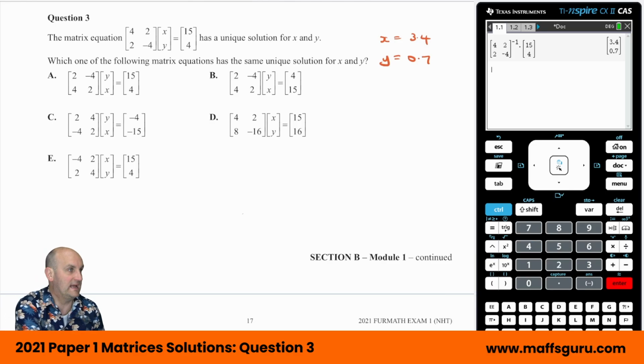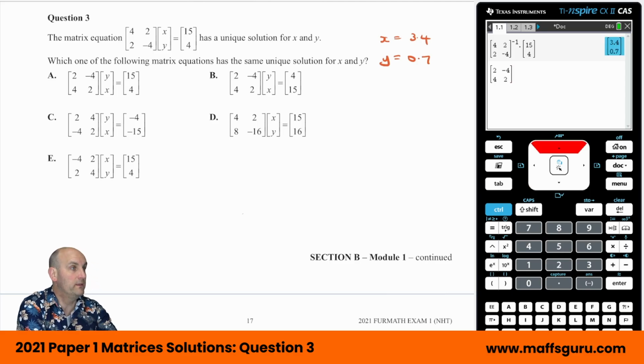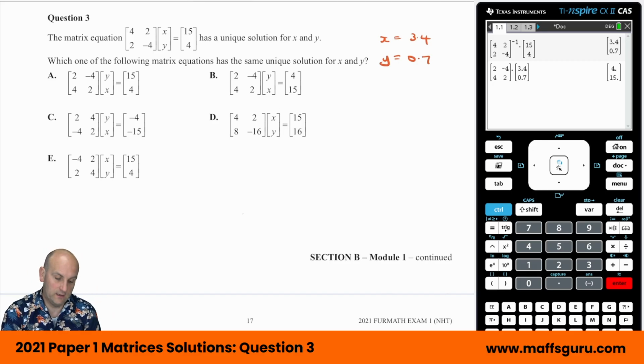But let's test A. All I'm going to do is put in a matrix, and I'm going to put in 2, minus 4, 4 and 2. And then I'm going to put in this matrix here, copy that one down, hit enter. Does it give me 4 and 15? No, it does not. So A is not my correct answer.